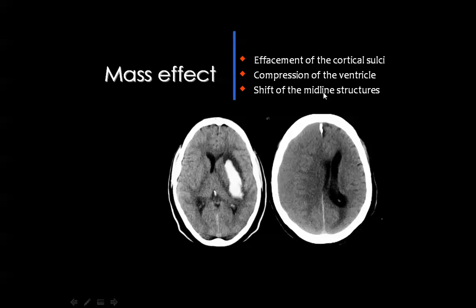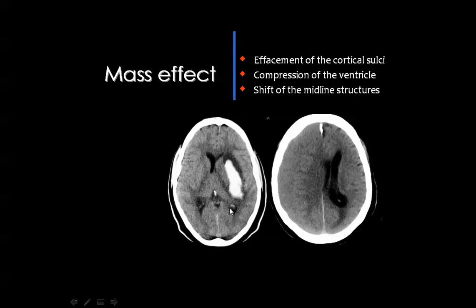Number two in the mass effect is the compression of the ventricle. And this is a minor effect and this is a moderate effect, where the ventricle is compressed but it will stand on the same side, on its anatomic side. Then the third step is the shift of the midline structures. The ventricle is compressed and also shifted to the opposite side.